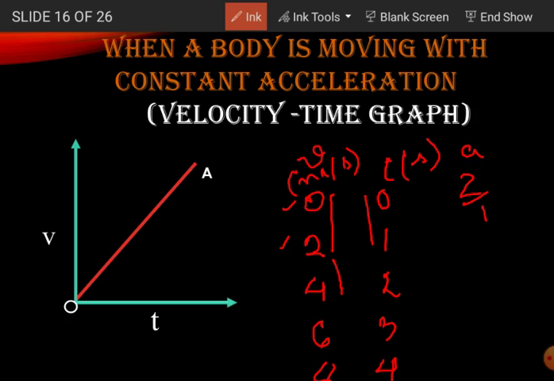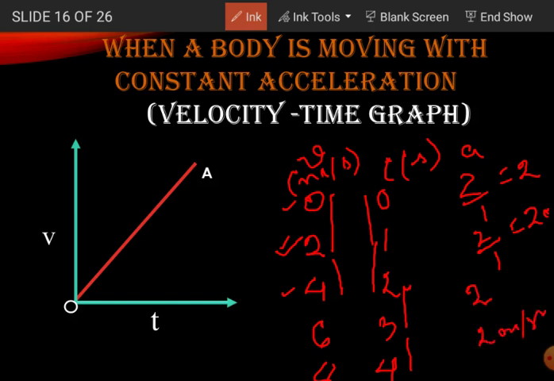And from here to here the final velocity is 4, initial velocity is 2, 4 minus 2 is 2, time duration 2 minus 1, that is also again 2 by 1. So your acceleration is equal to 2 meter per second square. For each and every one of these time durations, the acceleration comes out to be constant, 2 meter per second square, like that.